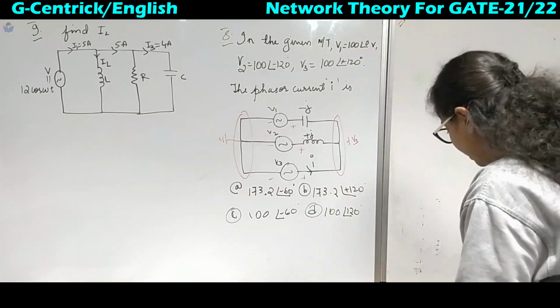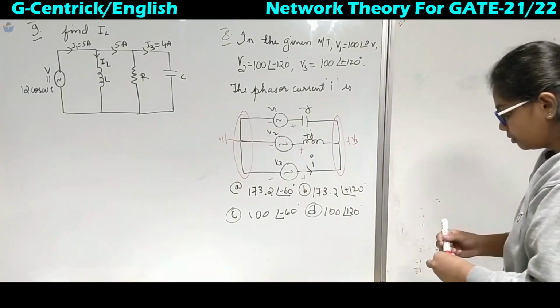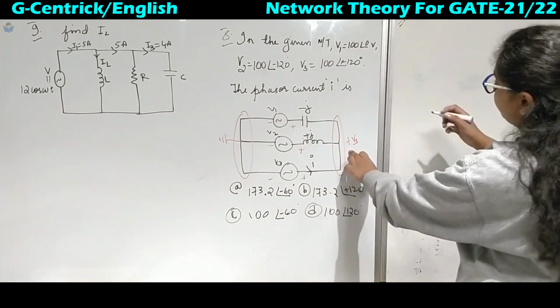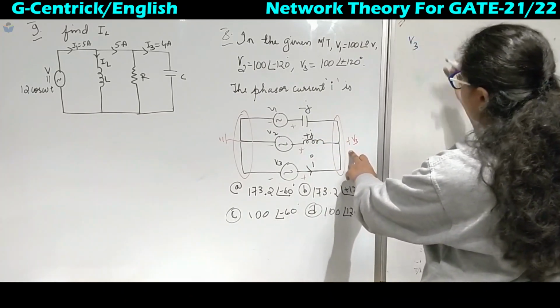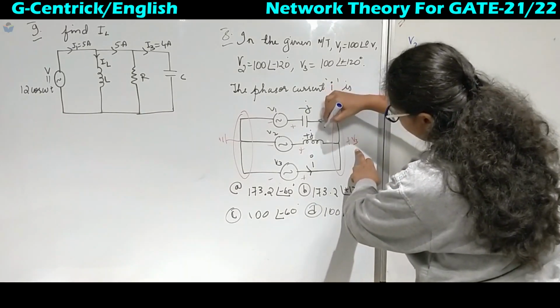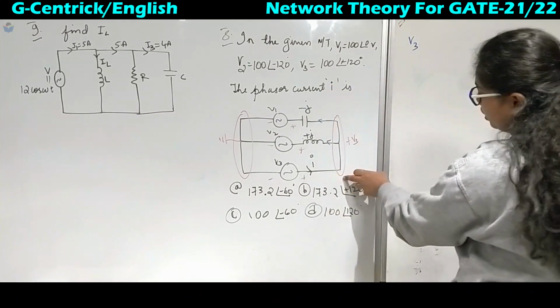Now if I apply nodal analysis here, what will I get? V3. This I have to assume to be at higher potential, so the current will be going in this direction, and we have the incoming current already.